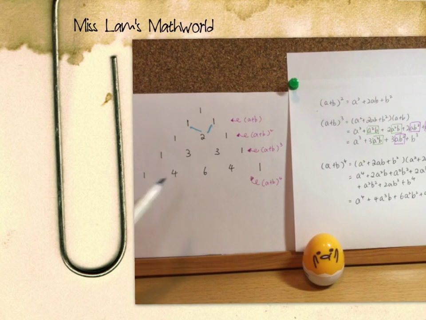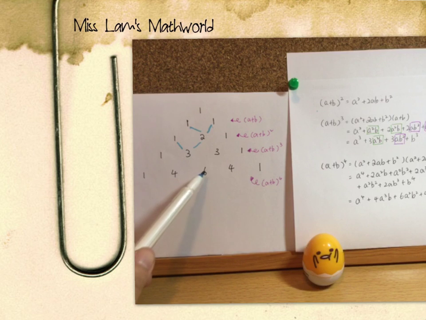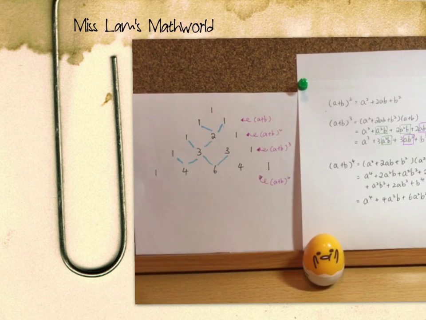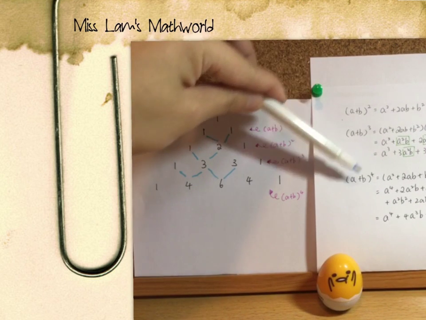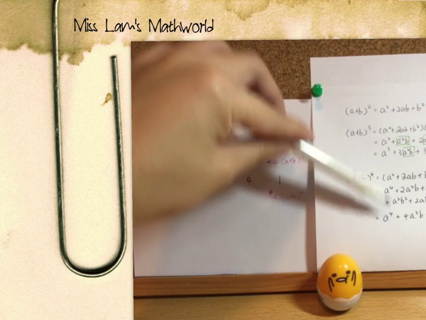And for each number, it is formed by adding the 2 numbers on top of it. And similarly for this one. So 3 plus 3 is equal to 6, and 1 plus 3 is equal to 4. And for the leftmost and the rightmost, we only write them as 1. Because you can see that for every part, for a to the power 3, to the power 4, and so on, the coefficients of these must be 1.